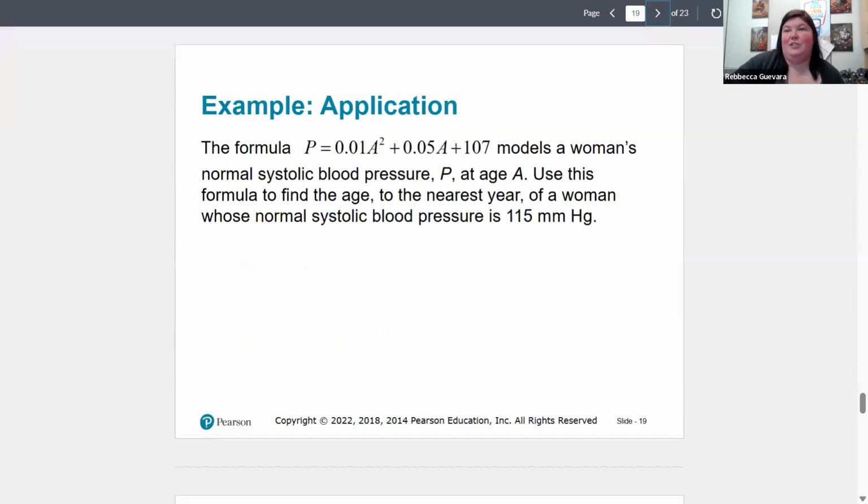Okay, so we have some application problems left. The formula P equals 0.01a squared plus 0.05a plus 107 models a woman's normal systolic blood pressure. So I believe that's when your heart relaxes, if I remember right. P at an age A. So P is your pressure, A is your age. Use this formula to find the age to the nearest year for a woman whose normal systolic blood pressure is 115 millimeters of mercury.